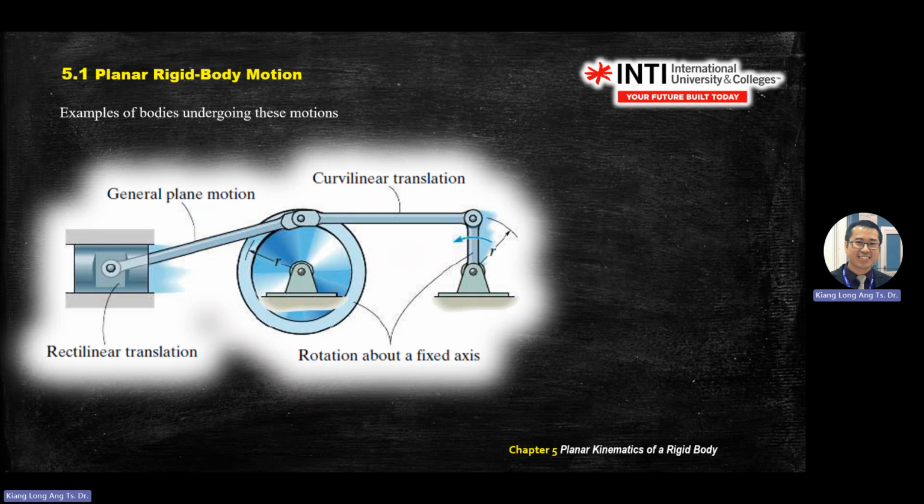This one is this link, this arm can only rotate like this. This is rotation. And this one, this link body moves in curvilinear motion. It moves like this.